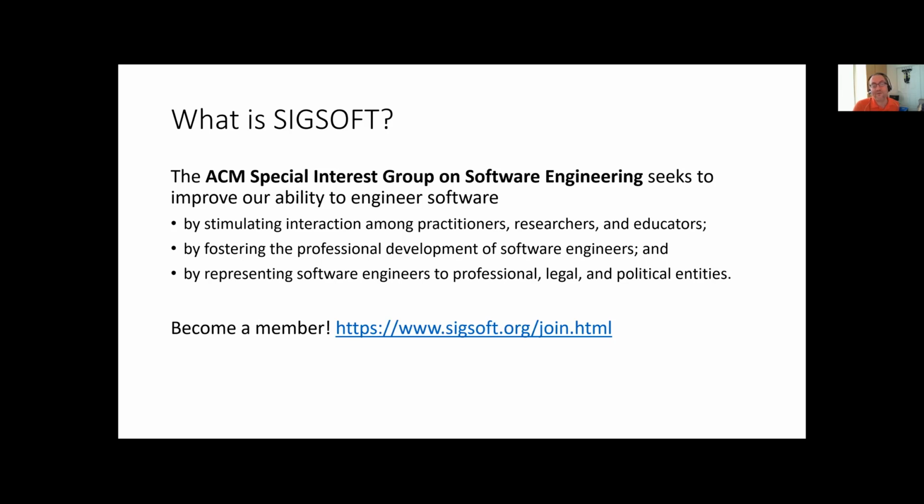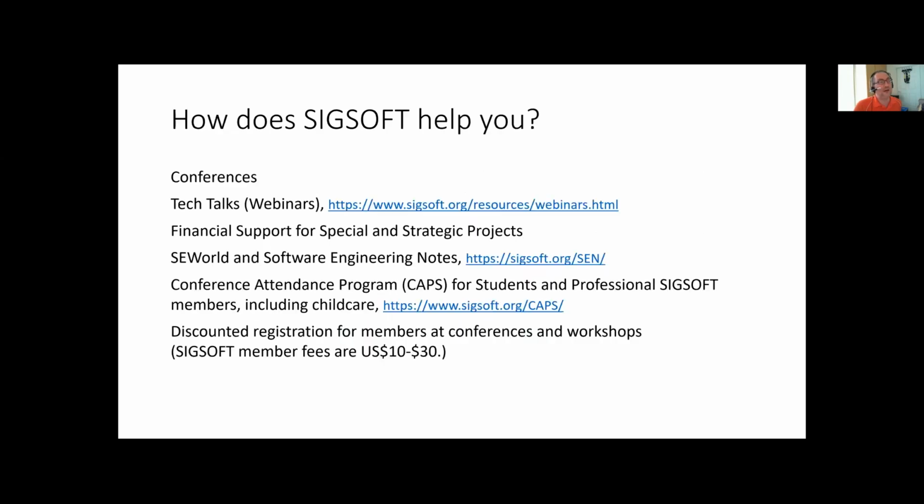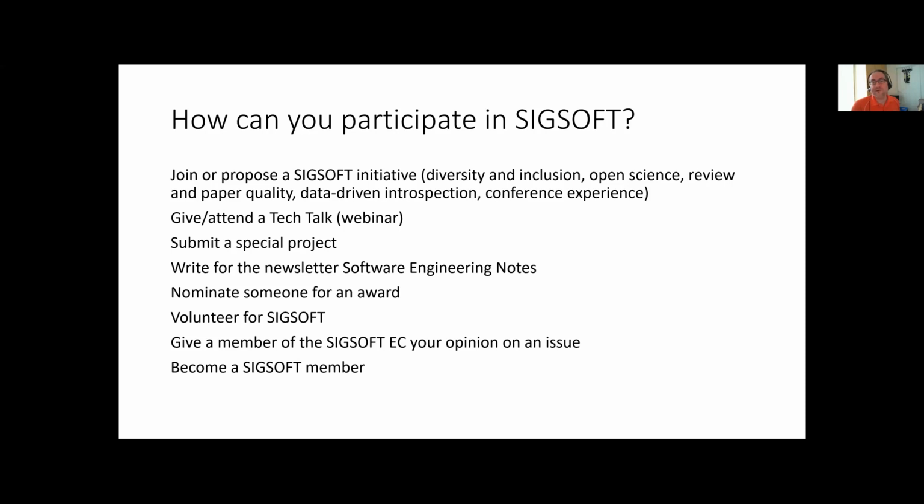And if you're not yet a member of SigSoft, I encourage you to join. It's actually not very expensive. It's between $10 and $30. And for various benefits that SigSoft provides you, like one of them is conferences, we run webinars, and we also provide financial support for special and strategic projects and also conference attendee programs for students and professional SigSoft members. And you get discounted registration fees at conferences. There are also many ways that you can participate in SigSoft. You can propose SigSoft initiatives. You can give talks at webinars, or you can write for the Software Engineering Notes, which is the SigSoft newsletter. You can nominate people for awards, or you can also just volunteer for SigSoft activities.